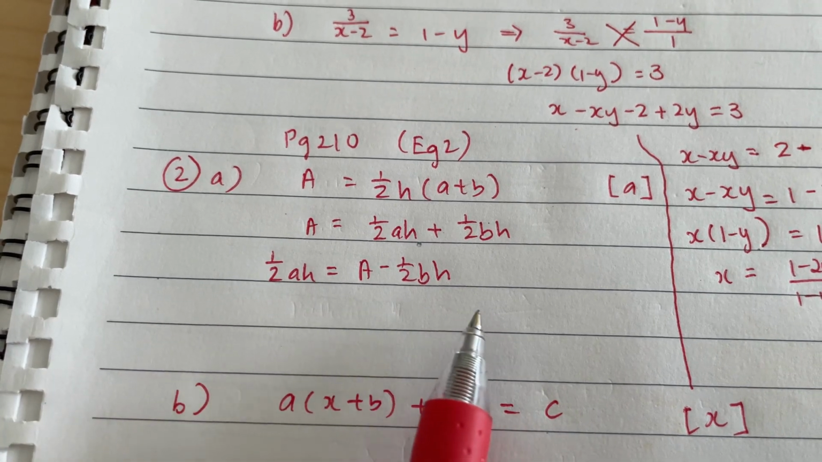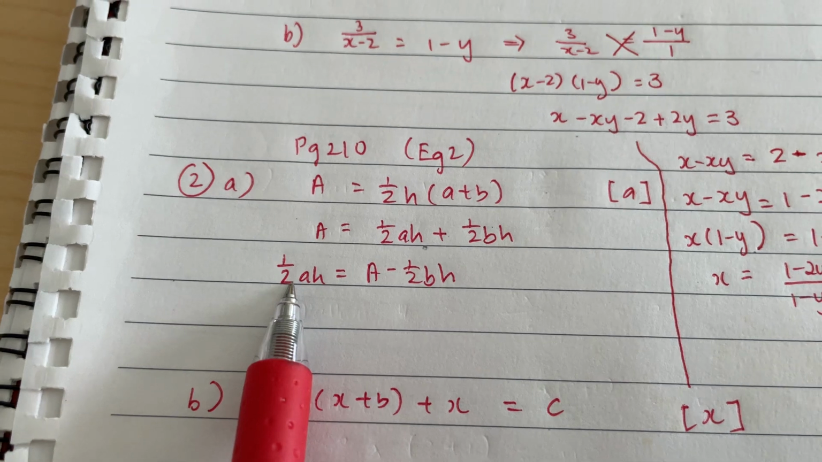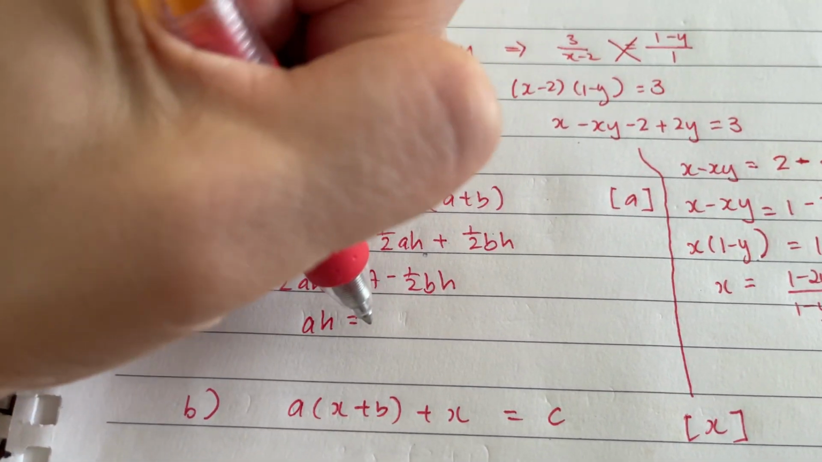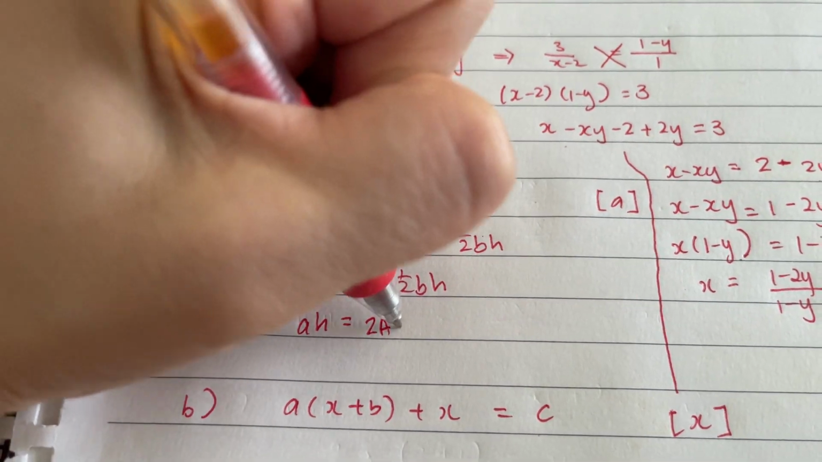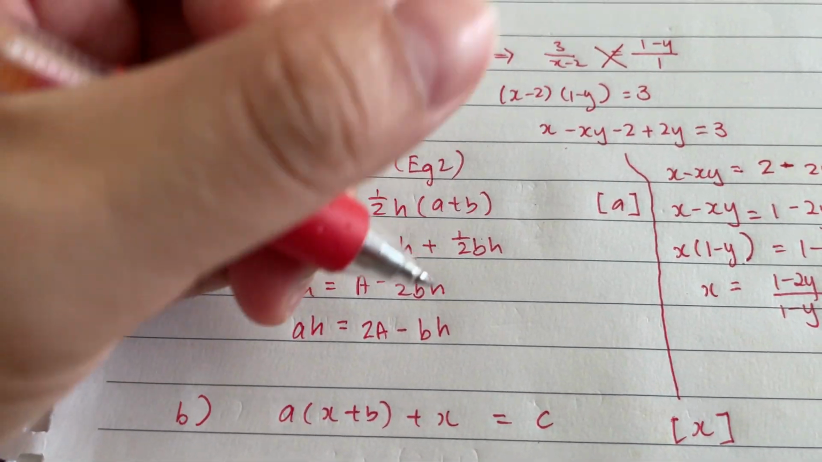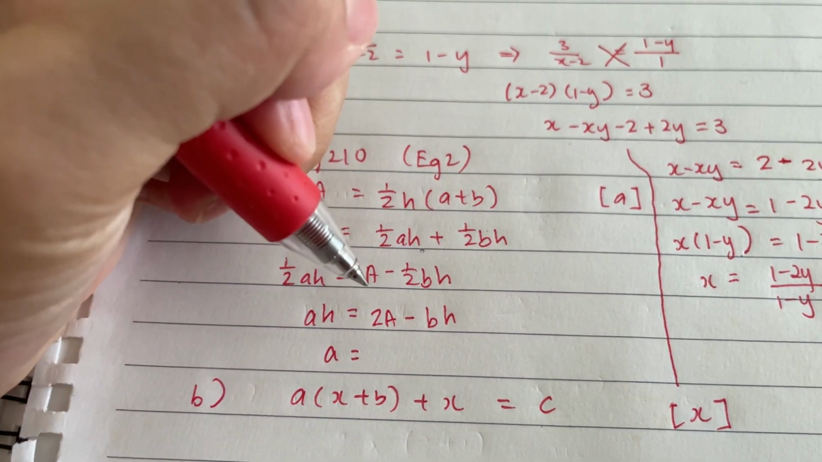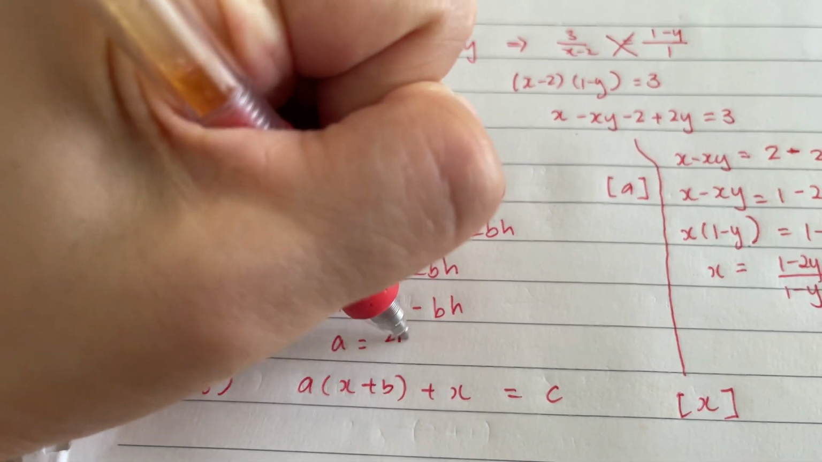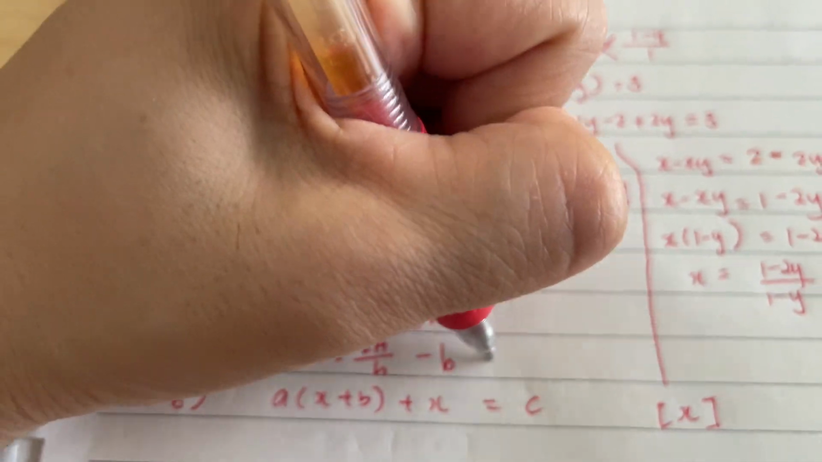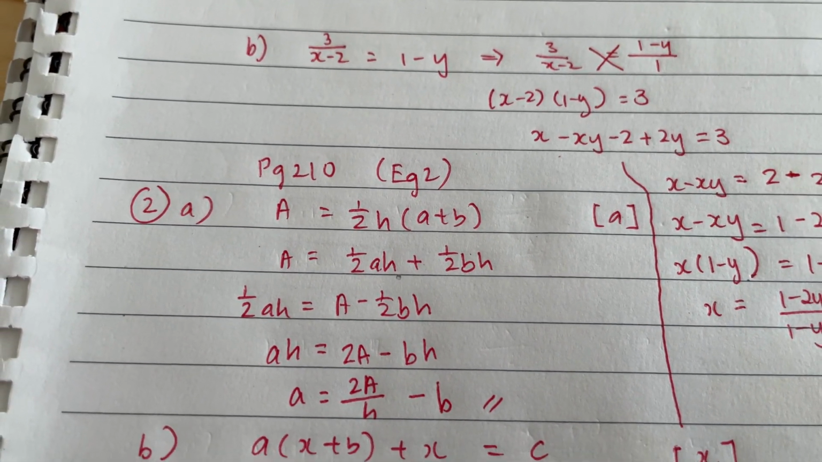Now, in this case, if I want to let small letter a be the subject, I have to divide every single term by half h. Let's get rid of the half first by multiplying every term by 2. So when we multiply every term by 2, I have aH equals 2a minus bH. And if I want to get rid of the h, I divide every term by h. So I get a equals 2a over h minus b. So that's the answer. You realize that small a is the subject now.